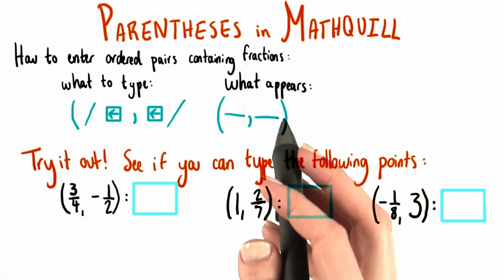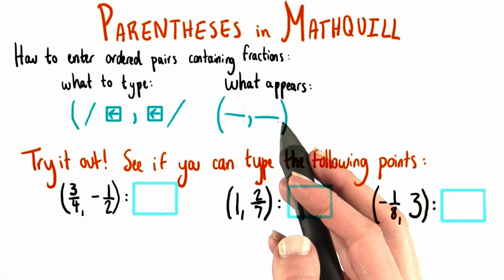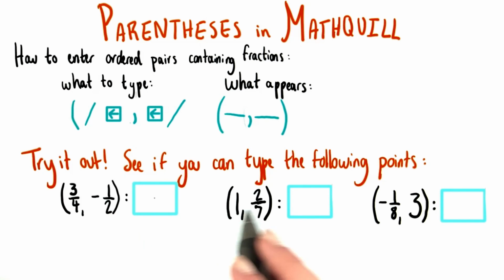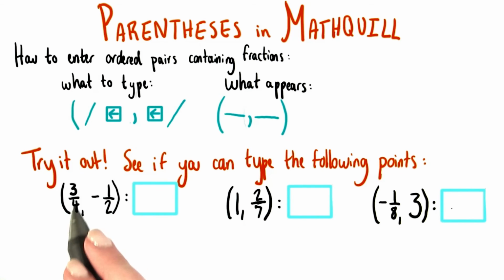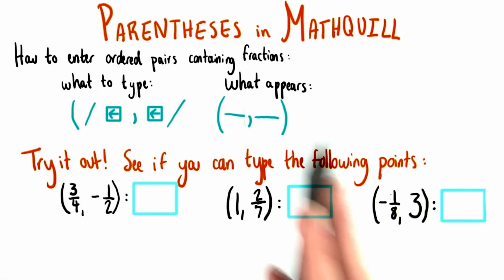So thinking about how you create two coordinates that are each fractions, I'd like you to try out typing each of these coordinate pairs. First one we have is 3/4, comma, negative 1/2. Then we have 1, comma, 2 over 7. And then we have negative 1/8, comma, 3. So just play around with these and see if you can get comfortable with this format.